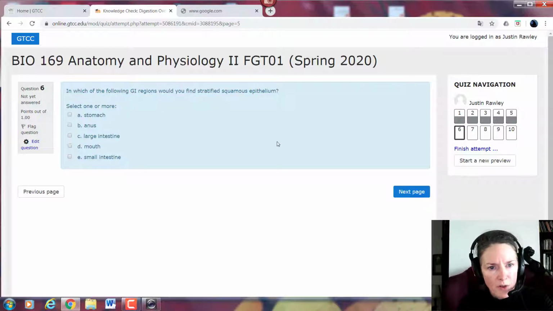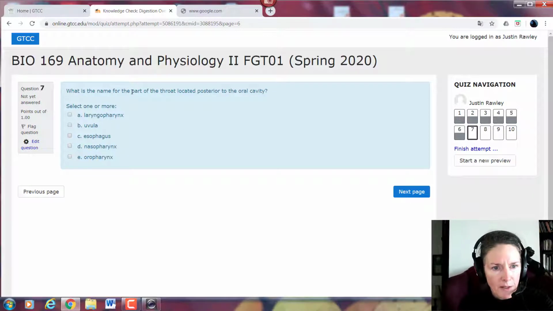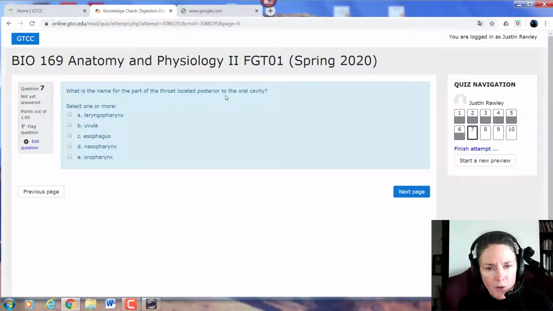In which of the following GI regions would you expect to find stratified squamous epithelium? Well, we know the anus is one. The mouth is one. All these others have simple columnar. You have to get both. If you don't hit both answers, then you won't get credit. All right, what is the name for the part of the throat located posterior to the oral cavity? That would be the oropharynx.